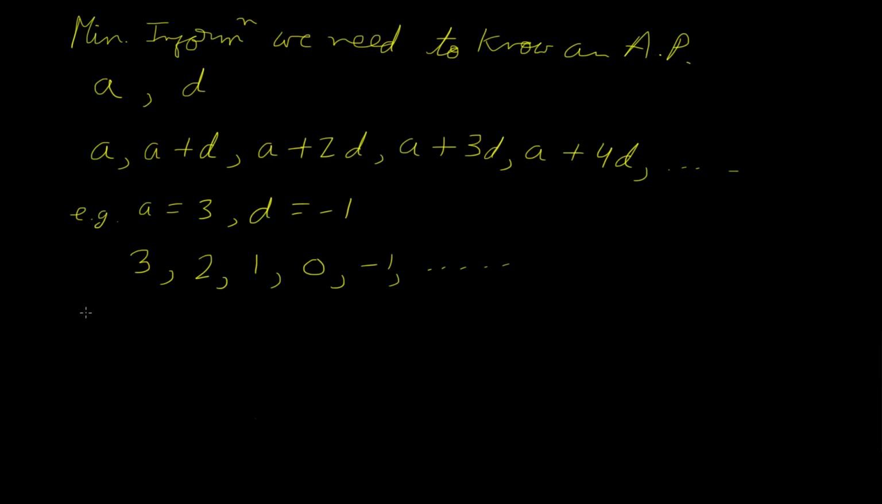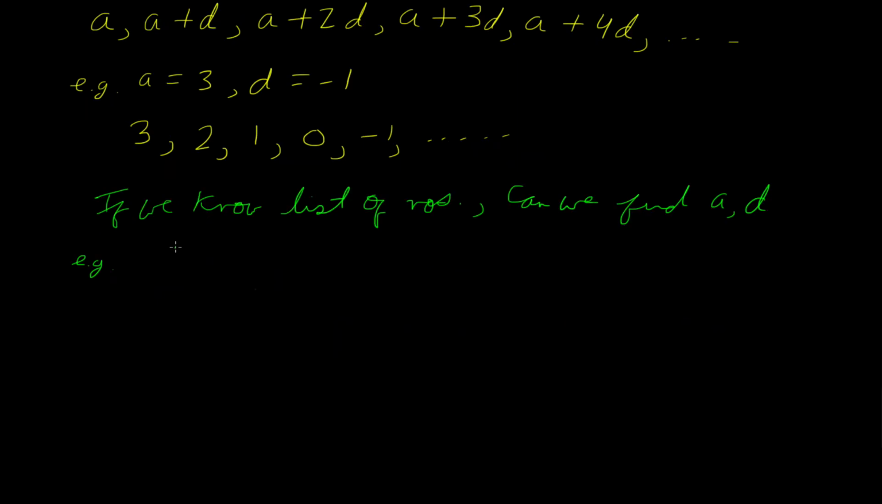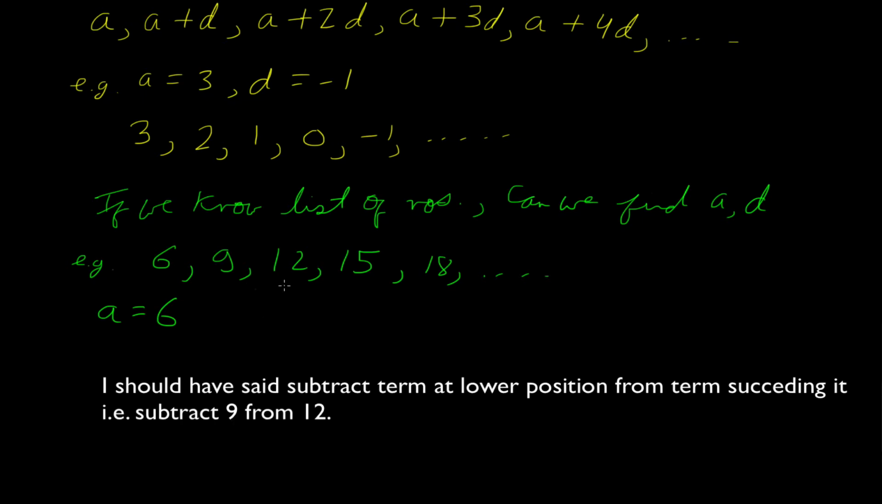Now, what about the other way around? If we know the list of numbers, can we find the first term and common difference? For example, if we have a list of numbers like 6, 9, 12, 15, 18, and so on. Yes, our first term will directly be the first term, A is 6. Now, in order to find the common difference, we can take any two consecutive numbers and subtract the number at the higher position from the one preceding it.